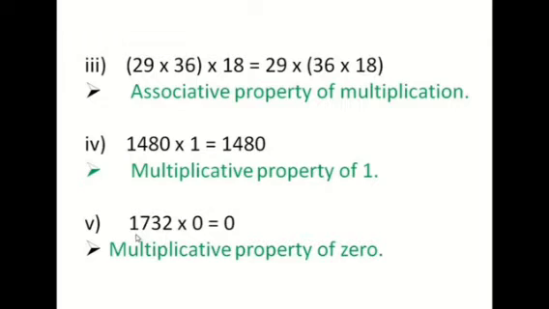Question number 5, 1732 multiplied by 0 equals 0. So it is the multiplicative property of 0. Can you remember? If you multiply 0 with any whole number, the product will always be 0. I hope you all are correct.